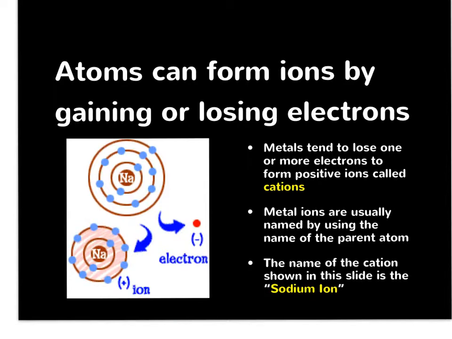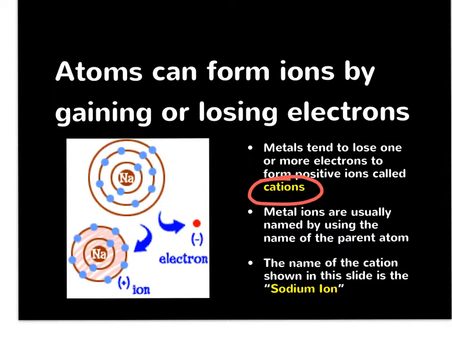Okay? So, what types of atoms tend to do this? They're the atoms that have very few electrons in their valence shell, and those atoms tend to be metals. Metals are the ones that lose electrons and form positive ions. Now, positive ions have a special name, and that's called a cation. In the next slide, you'll be writing that stuff down, so don't worry right now.